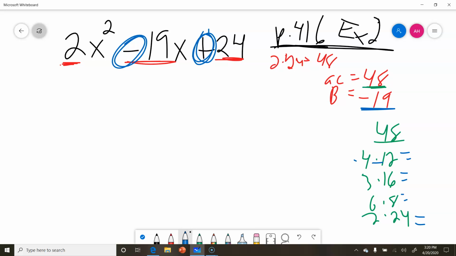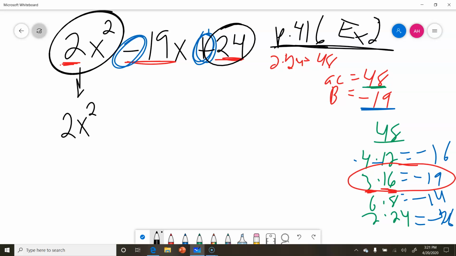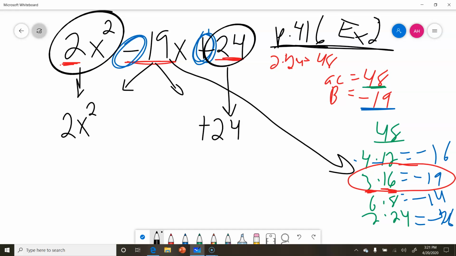So if I have negative 4 and negative 12, that's negative 16. Oop, that's not quite close enough. This down here is negative 14, and this down here is negative 26. But this one right here is negative 19, and that's what I need. So I know that I'm going to be using 3 and 16. So now I come up here to the step that I learned last time and just drop this straight down and get 2x squared. I drop this guy straight down here, this plus 24. But in the middle, I split this guy into the two things, which I just discovered right there. And so I do minus 3x minus 16x.